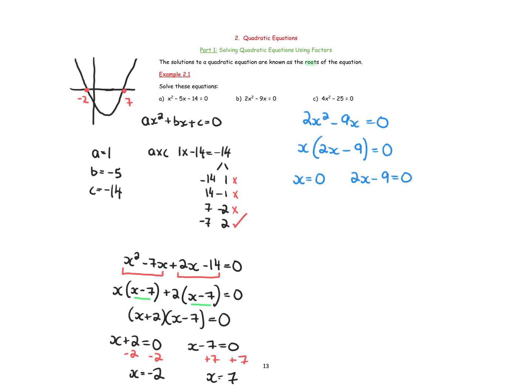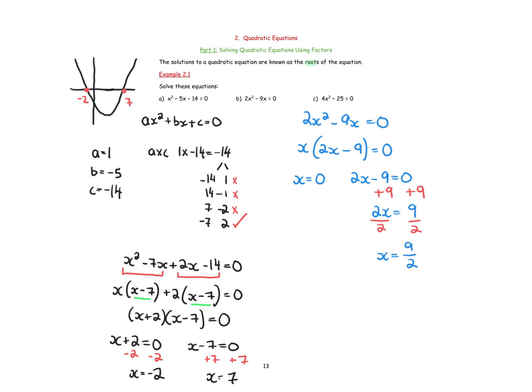We can then figure out what the x is equal to when 2x minus 9 is equal to 0 by, first of all, plussing 9 to both sides, leaving us with 2x is equal to 9. And then we divide both sides by 2, and we'll find that x is equal to 9 over 2, or 4.5.